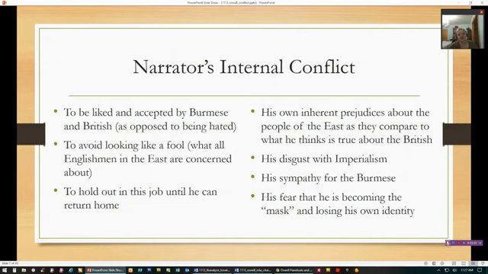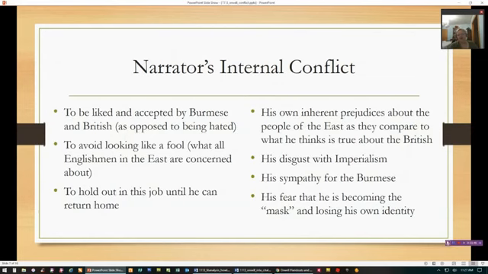He has a disgust with imperialism. So he's working for his own government, and yet he says that it is evil, this imperialism. So that's a big conflict, right? That he doesn't like what he's having to do. He has sympathy for the Burmese, but that's a conflict because they don't treat him any differently than they do any officer, and he kind of takes umbrage at that. He's like, why are they making me an enemy? I feel for them, right?